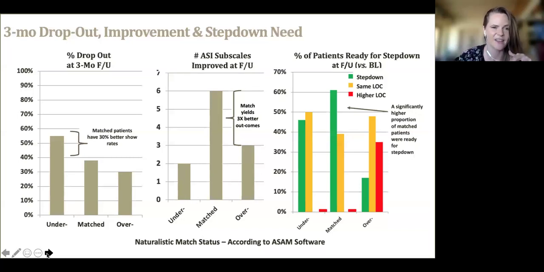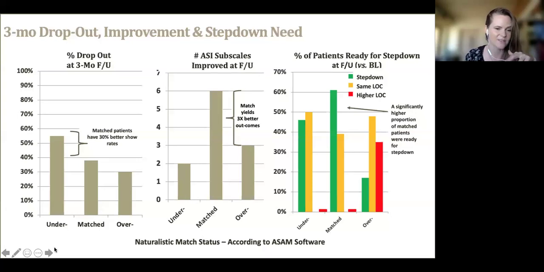Similarly here, this is over a course of time, so percent dropout at 3-month follow-up with the addiction severity index subscales. The higher the better here because this is about dropout improvement and step down. And on the step down side, if you see the green bar being step down, you can see a significantly higher proportion of the patients who were matched were ready for that step down process, which is the ideal scenario, right? We want to make sure that they are feeling ready to move down to a less intensive level of care when it's recommended on the provider side.